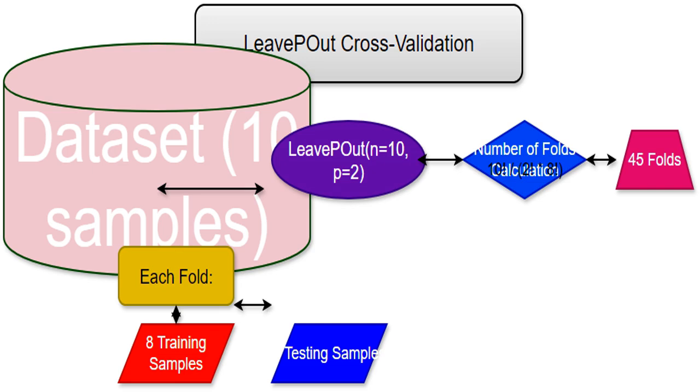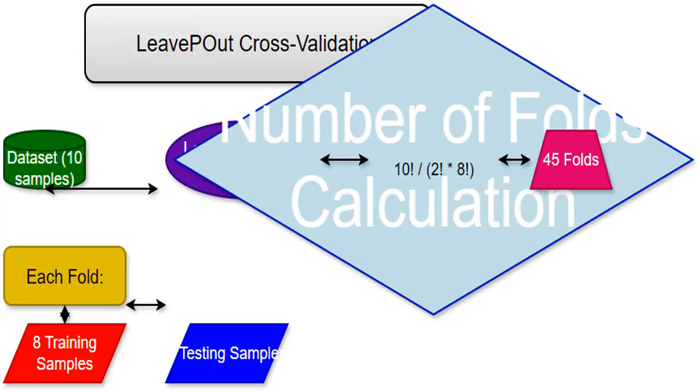Think of it as a systematic way to divide your data for model training and evaluation, ensuring you utilize all parts of your data. This part sets up the calculation to determine how many different ways we can split the data following the LeavePOut strategy with 10 samples and 2 left-out samples in each split.